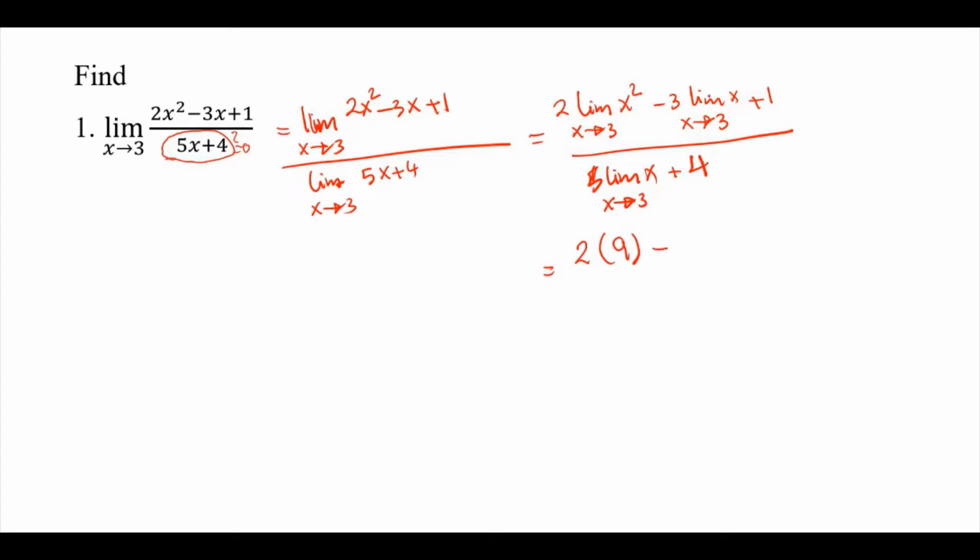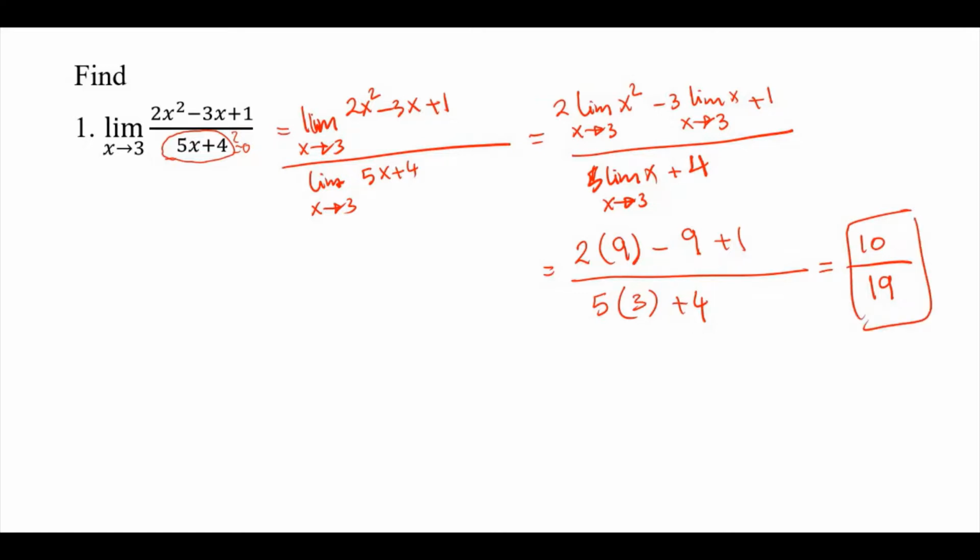Minus 3 times the limit of x as x approaches 3 is 3, so 3 times 3 is 9, plus 1 over 5 times the limit of x as x approaches 3 is 3, plus 4, which is equal to 18 minus 9 is 9, plus 1 is 10, over 15 plus 4 is 19, which is the final answer. So the limit of this function is 10 over 19.